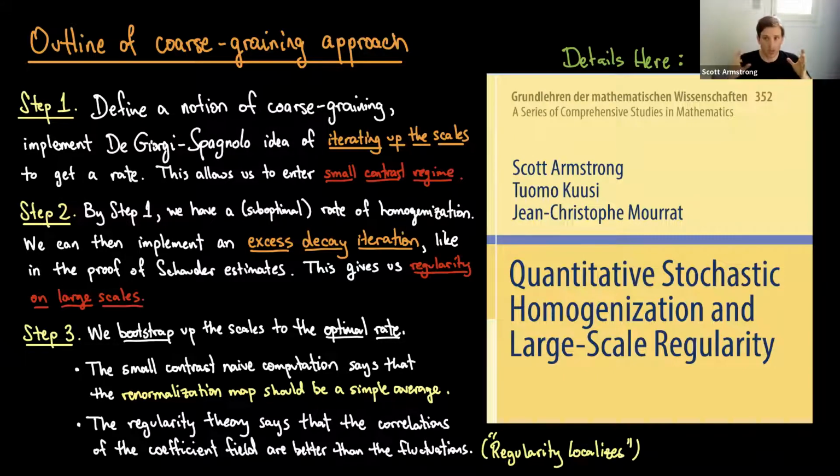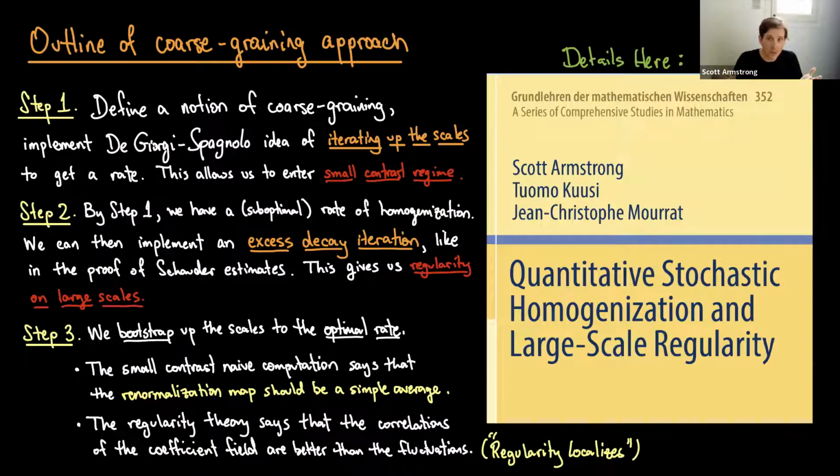In homogenization, people that know homogenization know that the homogenized matrix is between the mean and the harmonic mean, okay? And we think of the mean and the harmonic mean as being far apart. But if you're in the small contrast regime, the mean and the harmonic mean agree at leading order. They're both the mean, and they differ only by a quadratic error. Okay, and this suggests that if you're in the small contrast regime, the renormalization map should just be the average.